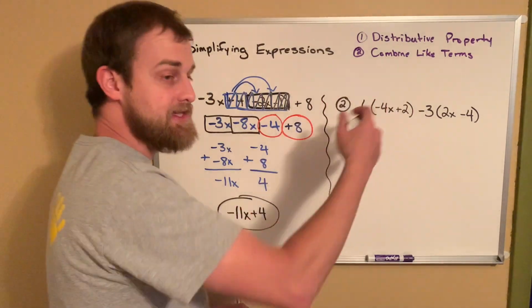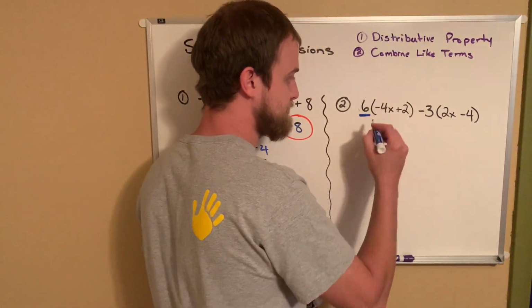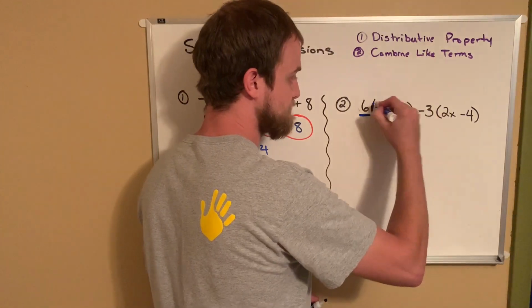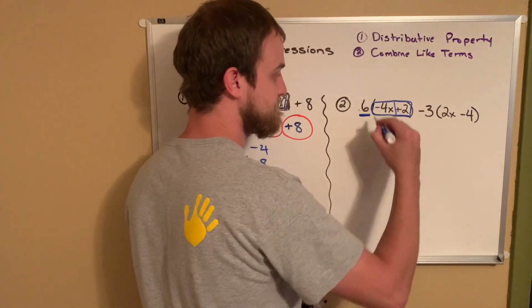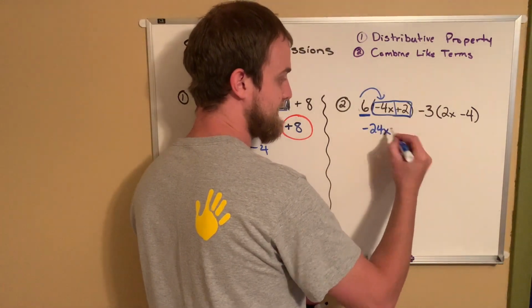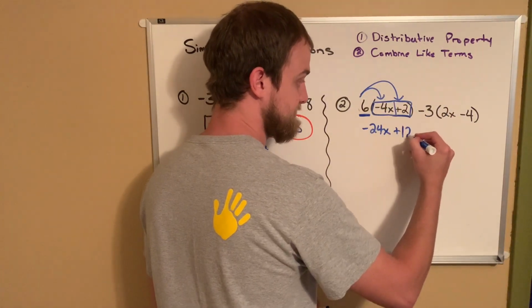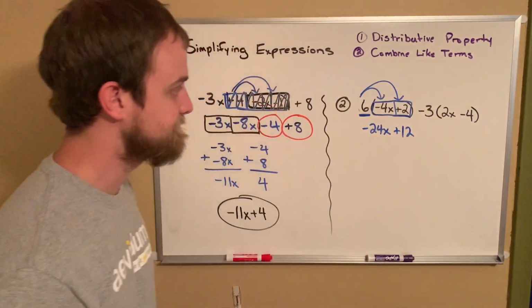Looking at number 2, again, distribute first. So let's do that. We're going to jump right in. We're going to distribute the negative 6. Well, my two terms are negative 4x and positive 2. 6 times negative 4 is negative 24x. 6 times positive 2 is positive 12, or plus 12.